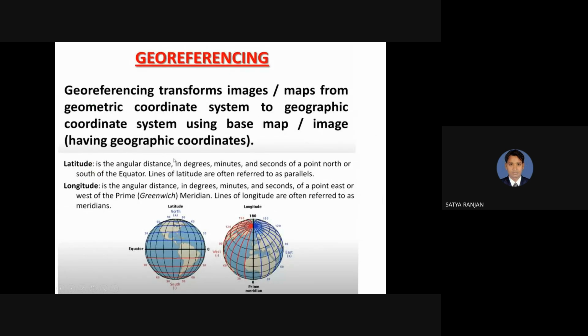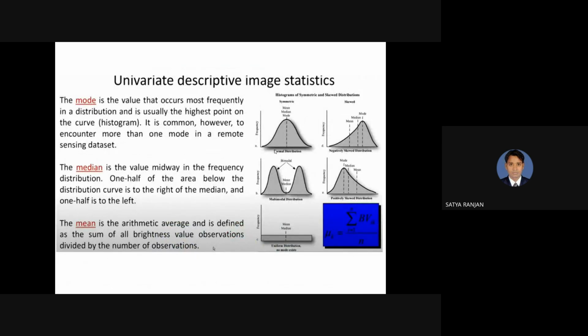Then the next class will be on georeferencing techniques. We'll look at this in the next class: what is georeferencing and how useful georeferencing is for our remote sensing.